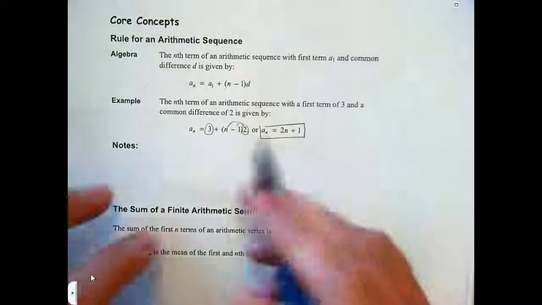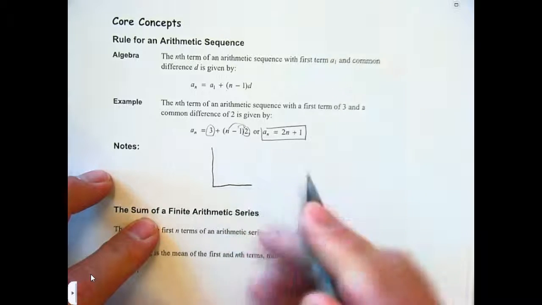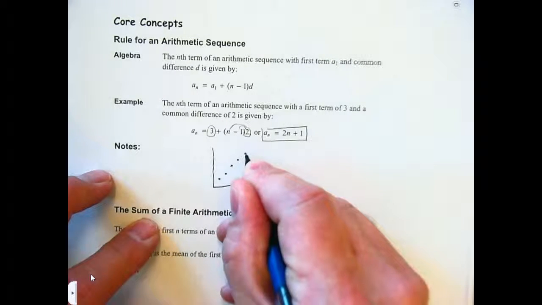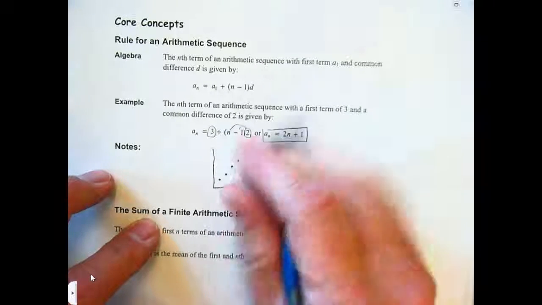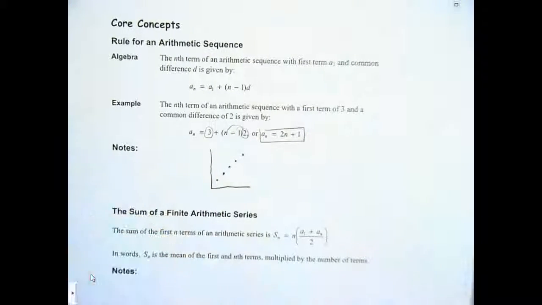So your graph of an arithmetic sequence would be a what? It would be a line. Now remember, sequences are discrete data. Therefore, you don't connect the dots. But you would have a straight line. It would be a linear representation.